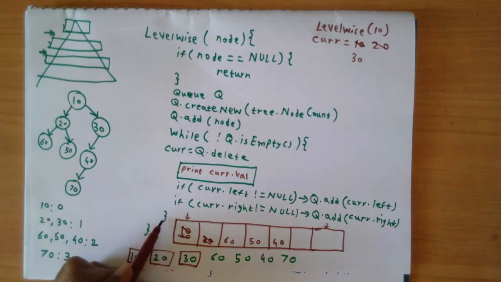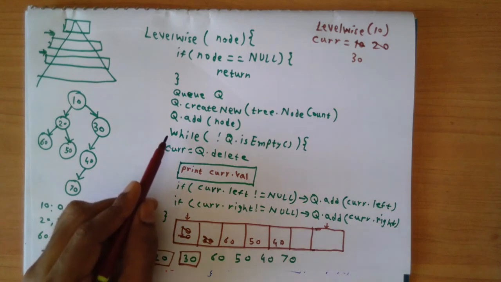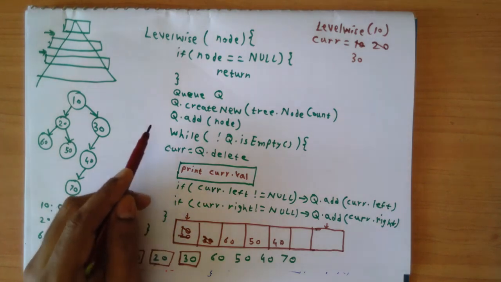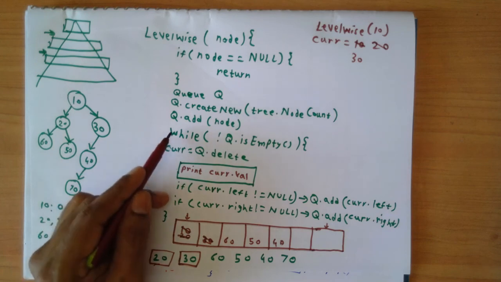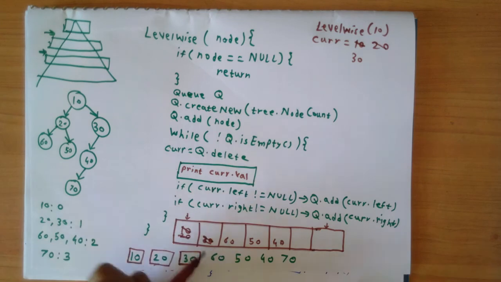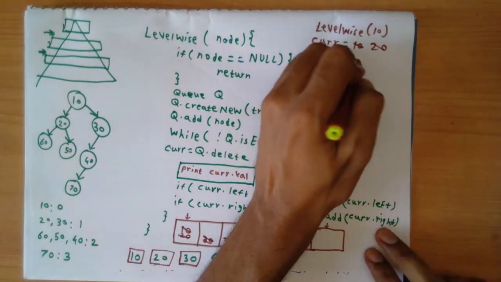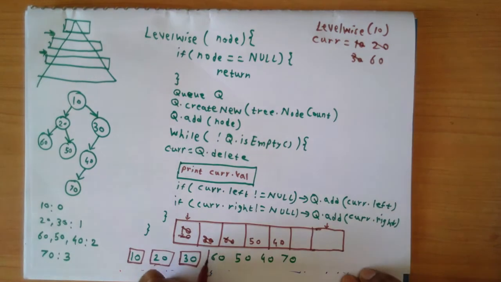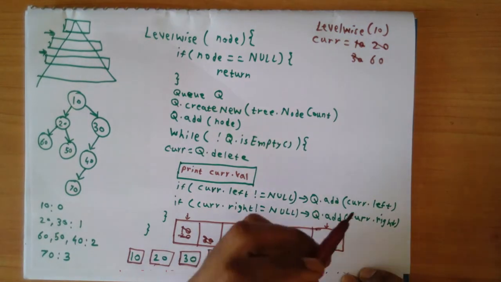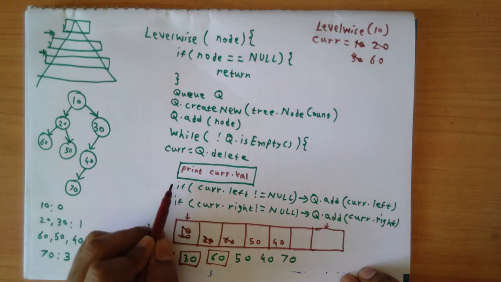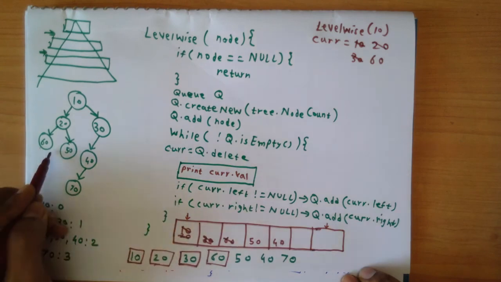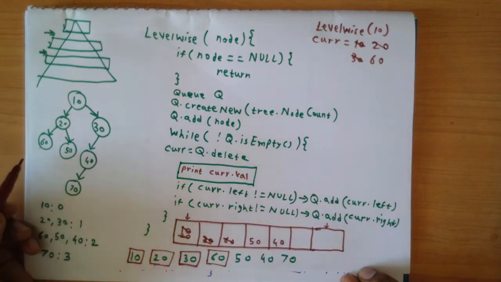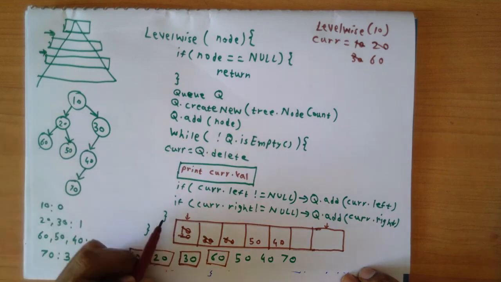I reach the end of the loop, and I go back to the beginning of my loop. I ask the question, is my queue empty? It is not. There are 3 elements. I delete the first element, which is 60, and now my current is 60, and then I have to add 60 to my output. So I added 60 to my output, and now I'm going to check if 60 has a left child or right child. Both of them are absent because 60 is a leaf node. So I won't add anything, and I have reached the end of the loop.